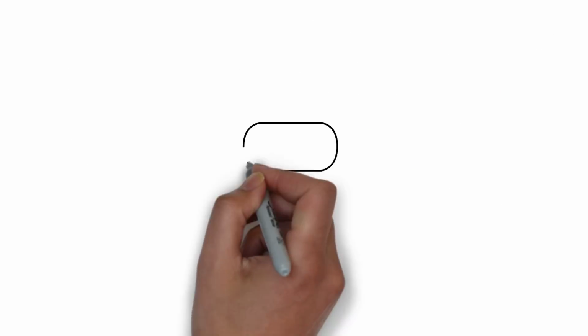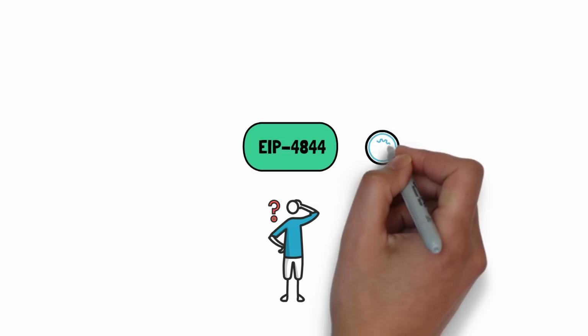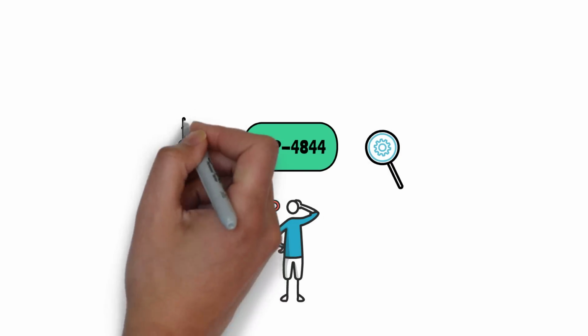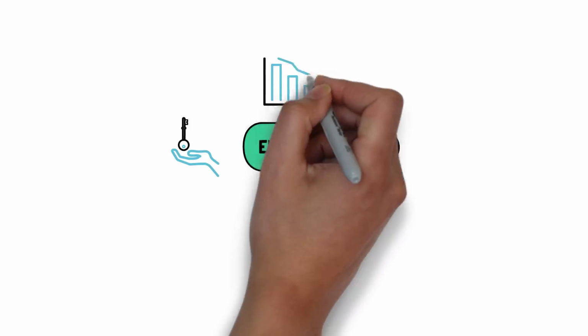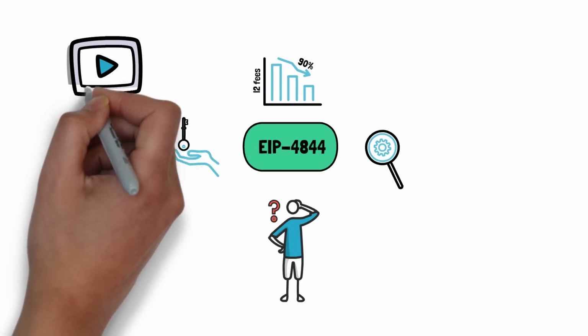So what is EIP-4844 all about? How exactly does it help with scaling L2s? What new possibilities does it unlock? And is it true that it can reduce transaction fees on L2s by over 90%? You will find answers to these questions and more in this video.